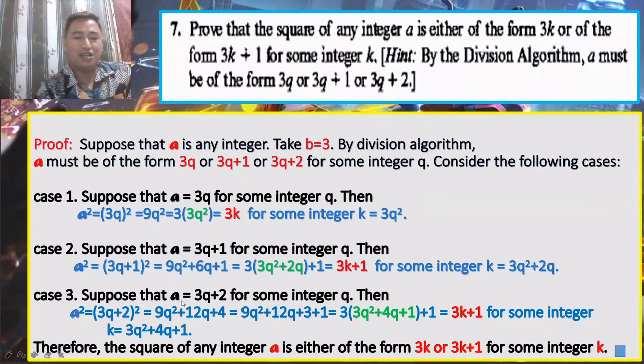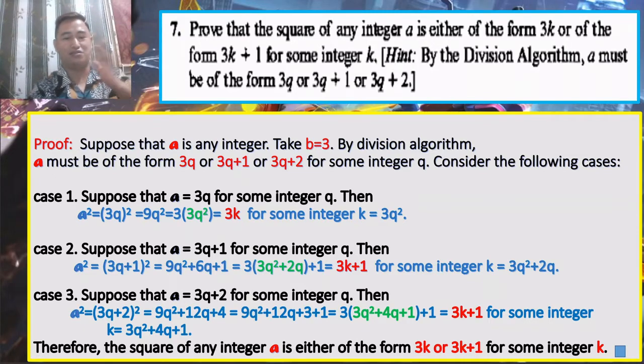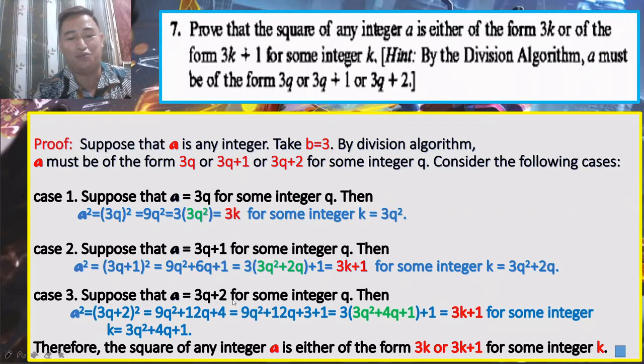Okay, last one. Case 3. Suppose a is equal to 3q plus 2. Oh, the power ran out. It's fine. Hello. The electricity bill here is high. Okay, suppose that a is equal to 3q plus 2 for some integer q.